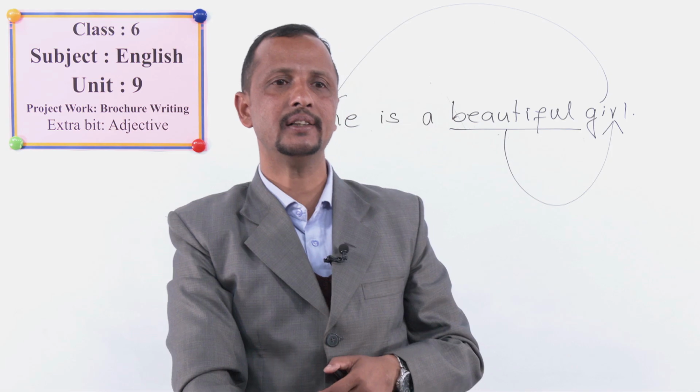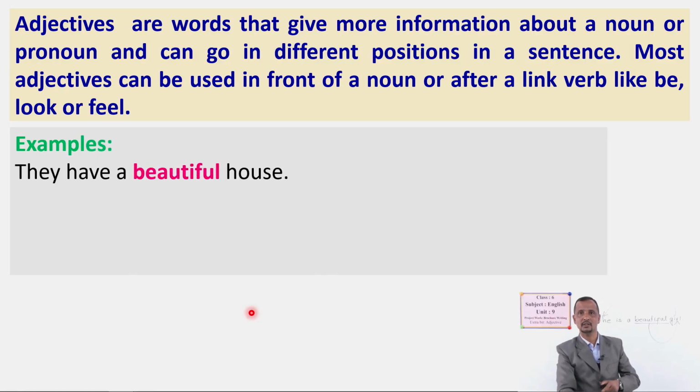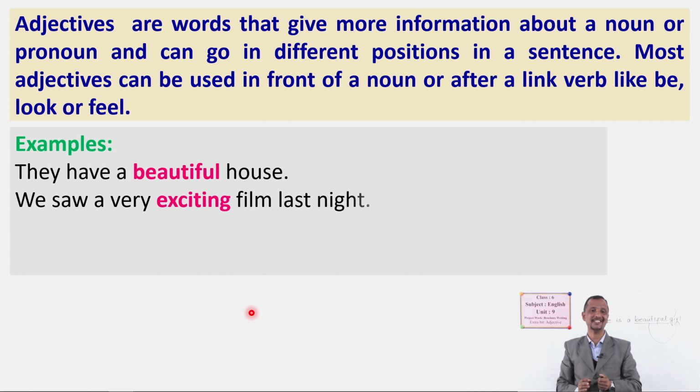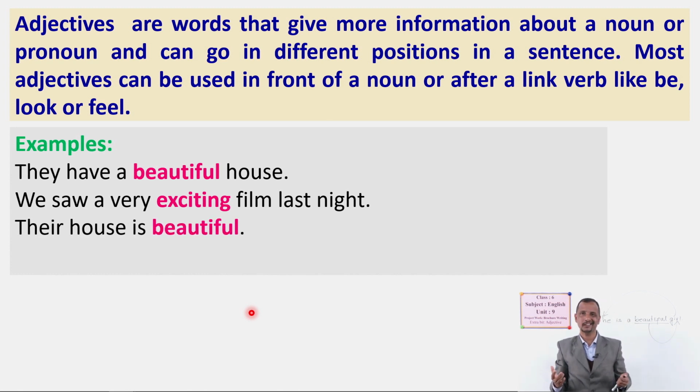Now, let's see another example. They have a beautiful house. Beautiful house; it talks about the house. Similarly, we saw a very exciting film last night. What kind of film? Exciting film. Film is a noun. In the same way, their house is beautiful. Again, in the same sentence, beautiful and beautiful house.